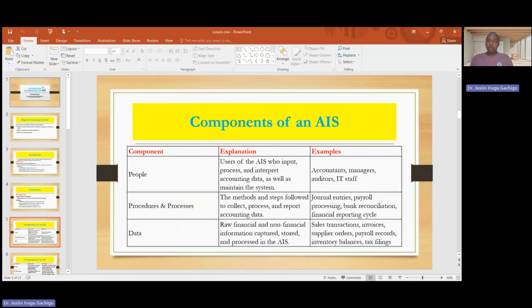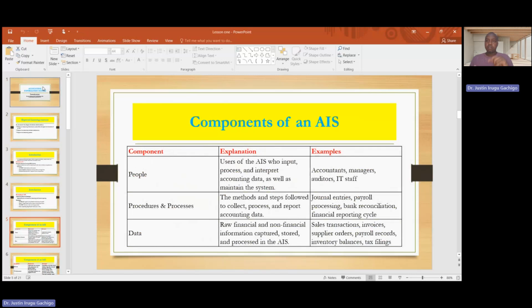Now, the popular methods of collecting data include the journal entry. Journal entry is a source document. We have the payroll. We have the bank reconciliations and the financial reporting cycle. All these are the processes. The financial reporting cycle starts with the journal entry and ends with the month-end closure of the trial balance. Then we have the data, and the data is the raw information.